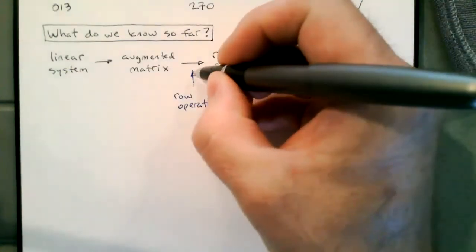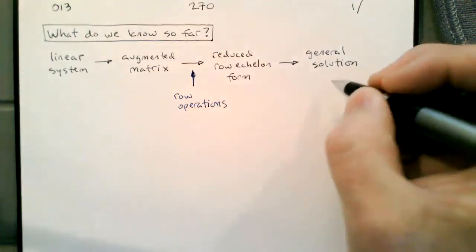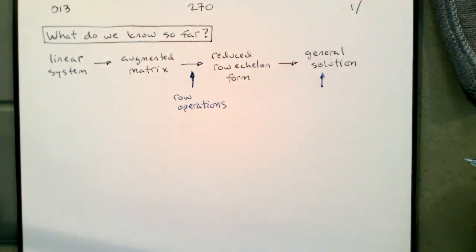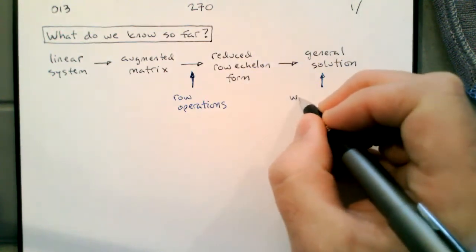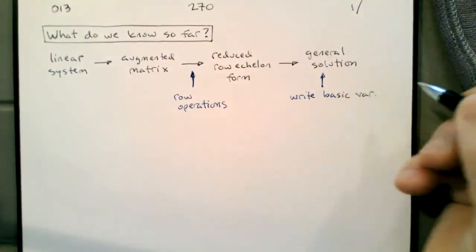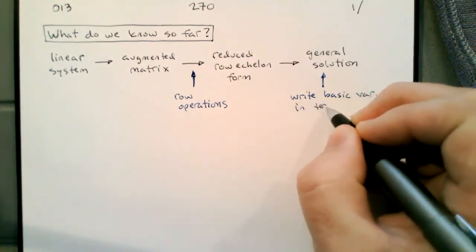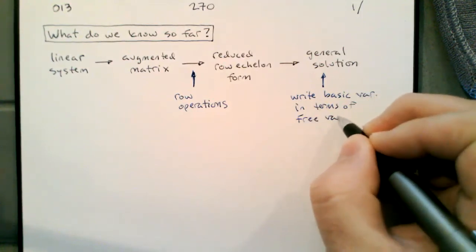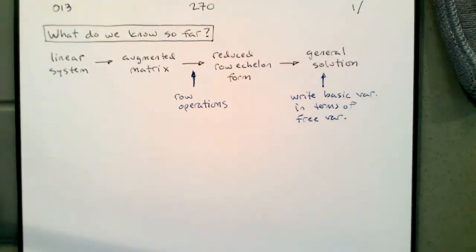So remember that for the general solution, what we want to do is solve for the basic variables in terms of the free variables. We want to write the basic variables in terms of the free variables. The basic variables correspond to the pivot columns. The free variables correspond to non-pivot columns.